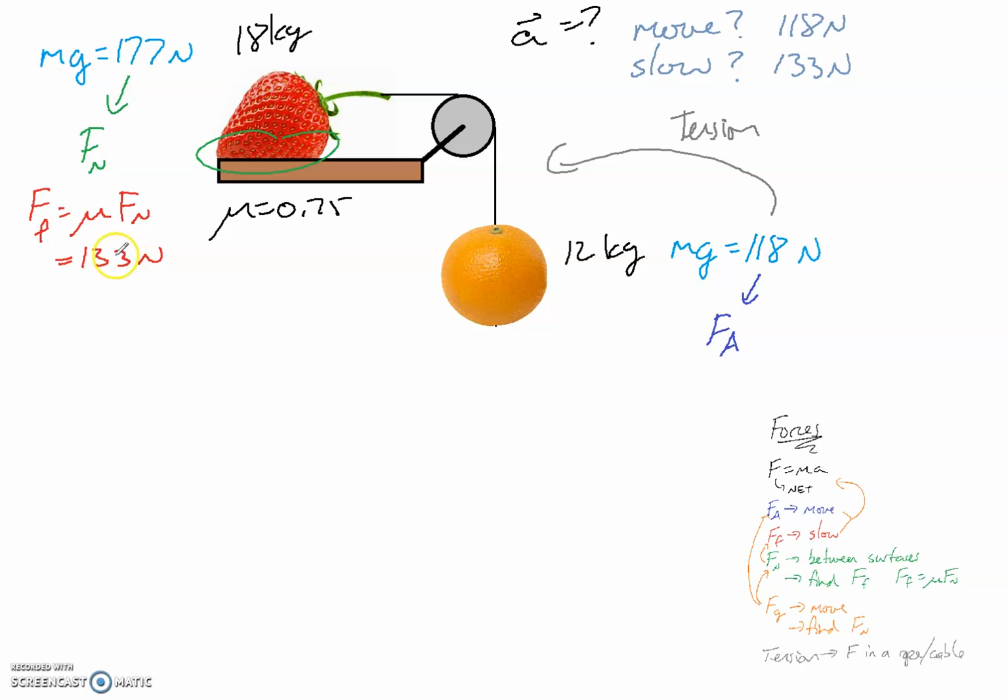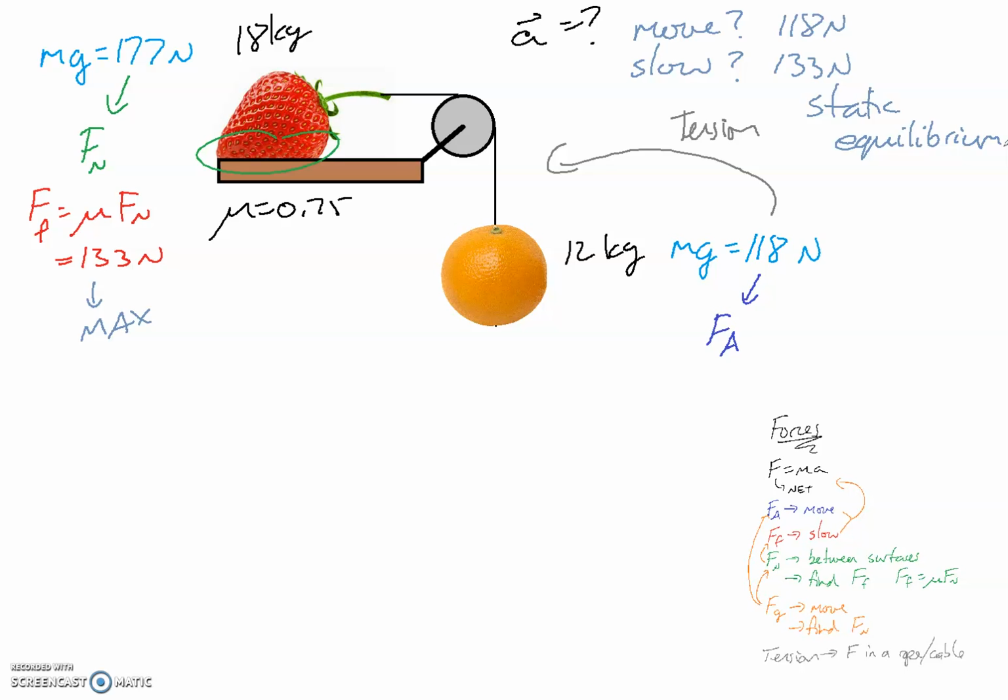Now, keep in mind that when you use this formula, it always calculates the maximum friction possible, which means I've actually got more friction than pulling force, which means this thing isn't going anywhere. So the net force would be 0, the acceleration would be 0. It's not going anywhere. In fact, this thing would be in static equilibrium. Okay, so the net force is 0, the acceleration is 0, everything's equaled out.